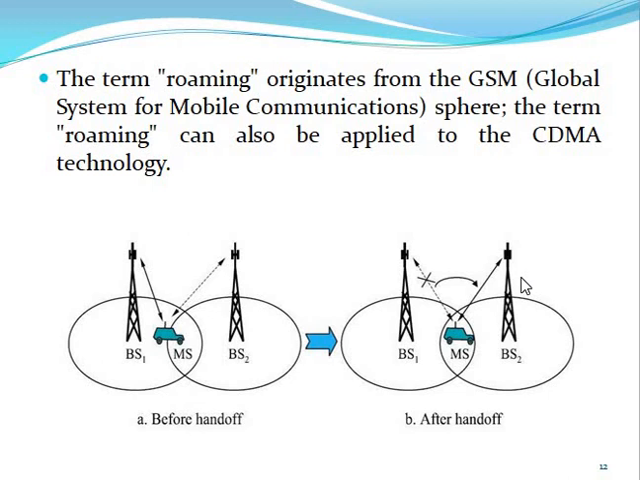In other words, in newer terms, roaming is when you make a call from one place to international calling. This is also a different kind of roaming. So roaming is based on the network of wireless communication. The term roaming originated from GSM, but it can also be applied to CDMA technology. So this is the term you use for CDMA technology.